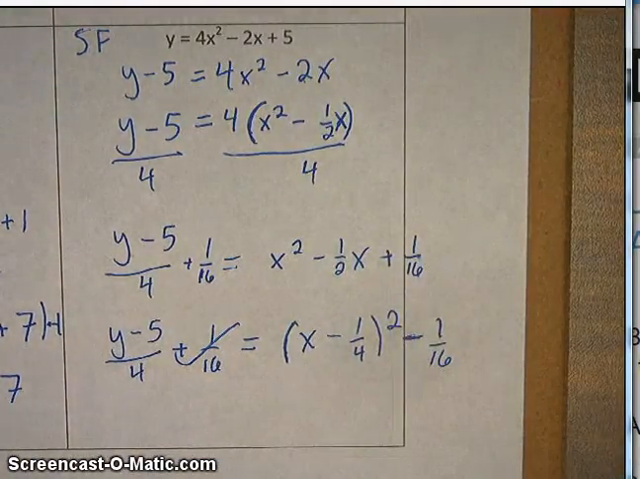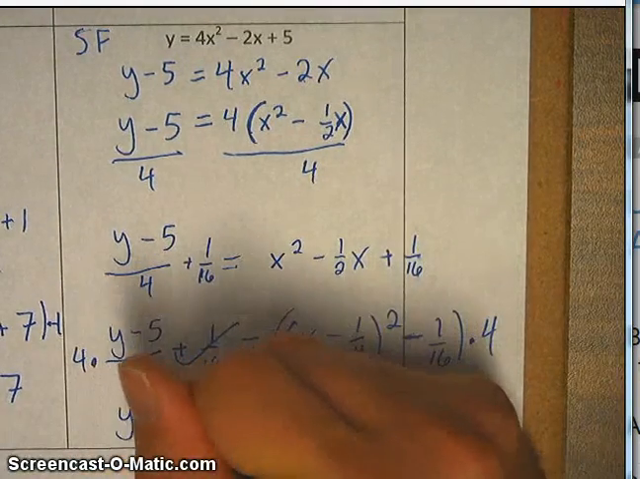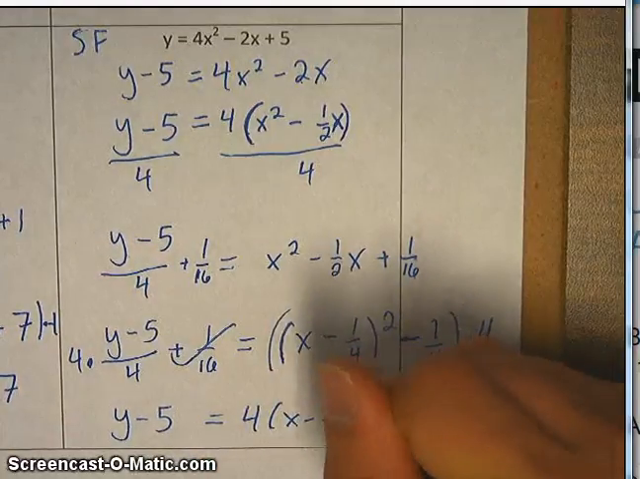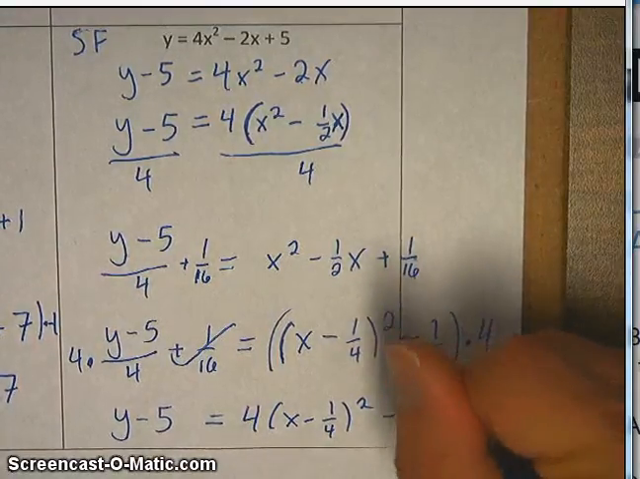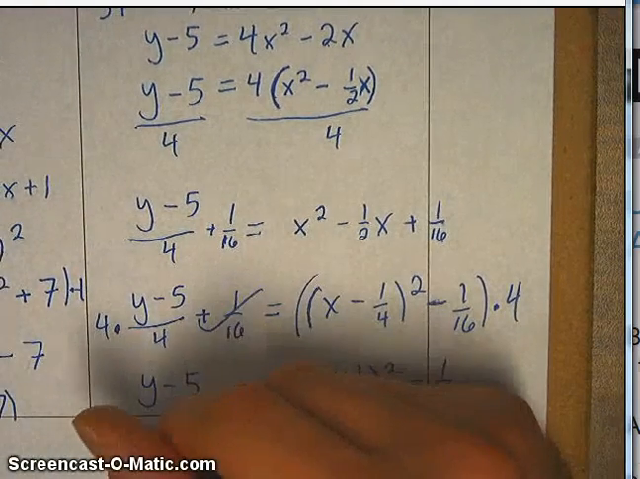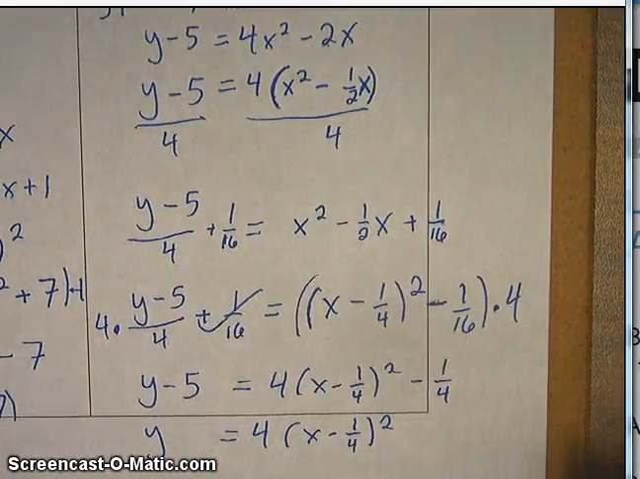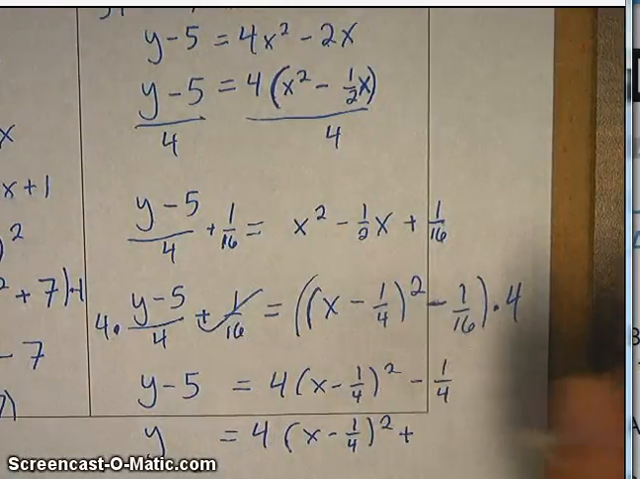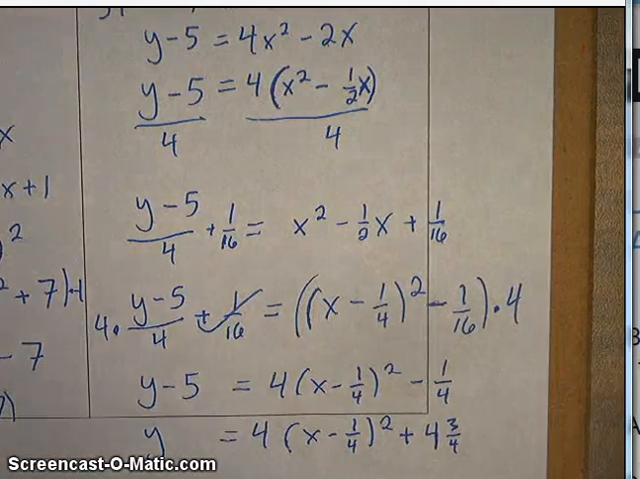And now I want to multiply both sides by 4. So times 4, times 4. That's going to leave me with y minus 5 equals, I've got 4 in front of x minus 1/4 squared, and then negative 1/16 times 4 is negative 1/4. All right? The last step is to add 5 to both sides. So y equals 4 times x minus 1/4 squared, and negative 1/4 plus 5 is positive 4 3/4. Or if you prefer, 4.75.